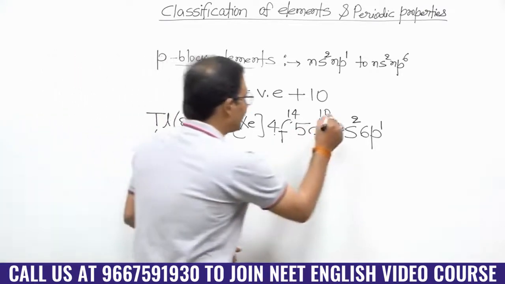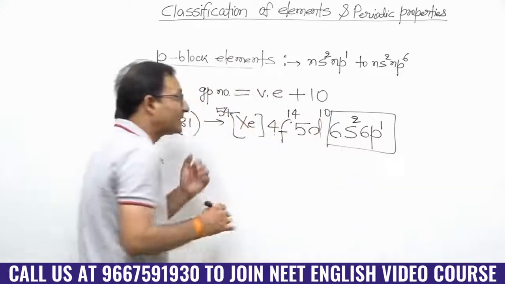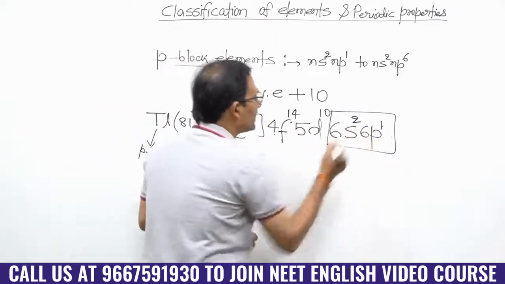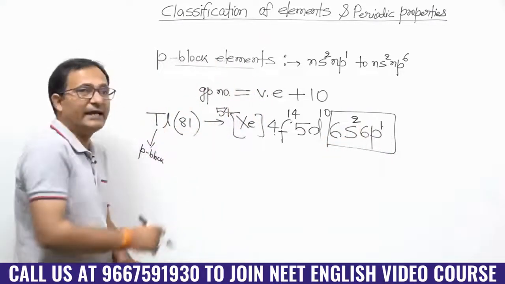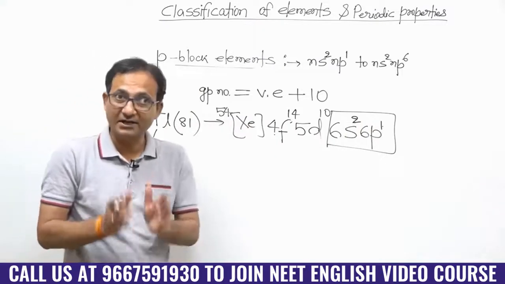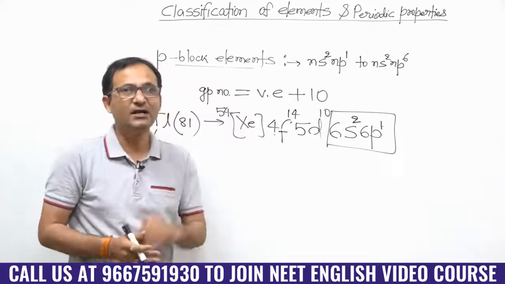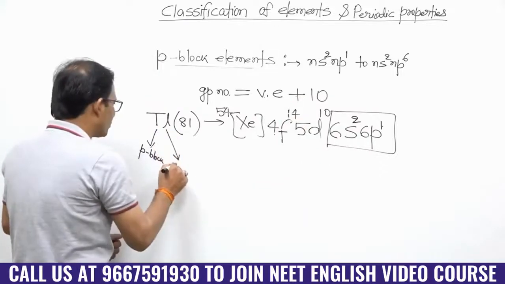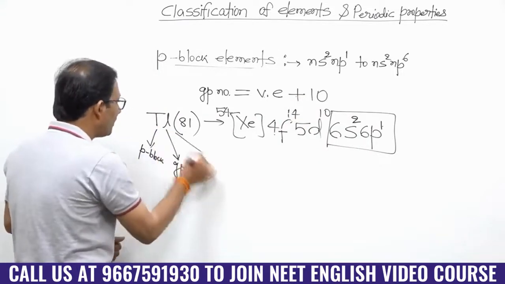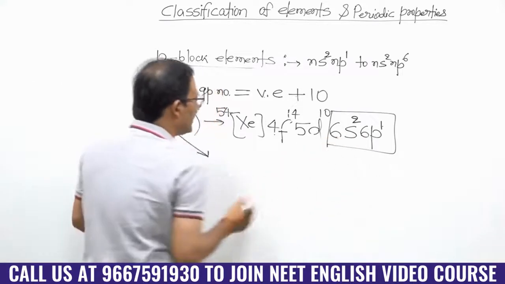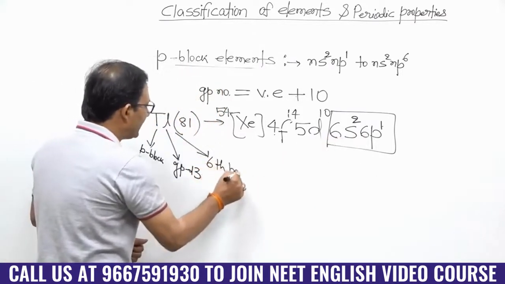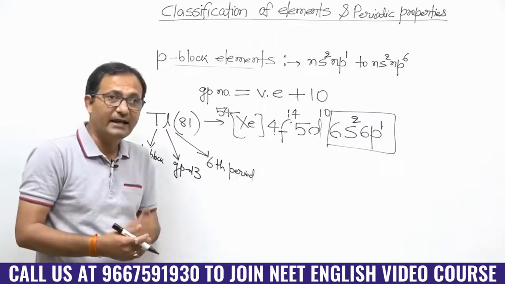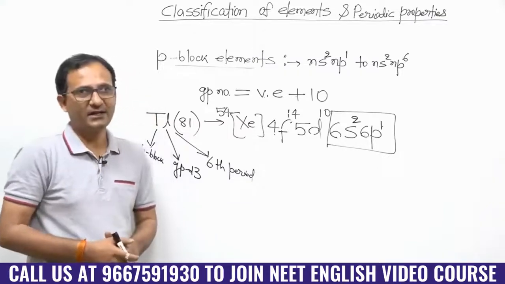Now look here. Its outermost shell is 6, and in its 6th shell, that is in its outermost shell, total 2 and 1, 3 electrons are there. Therefore its number of valence electrons is 3, but since it is a p block element, therefore its group number will be valence electrons 3 plus 10, so group 13. Now since here the outermost shell is 6, so this will be in the 6th period. So you can say thallium is in group 13 and in 6th period, right?